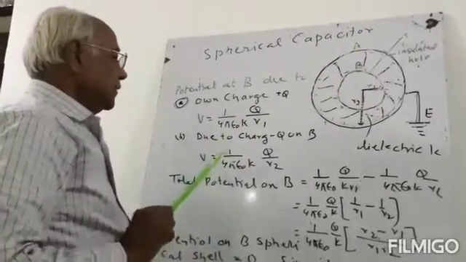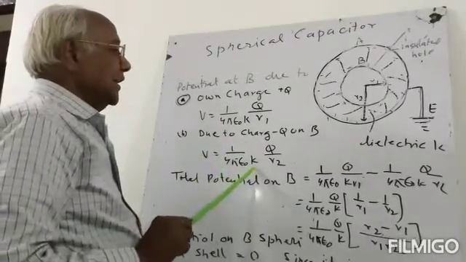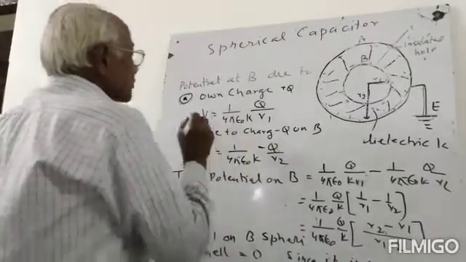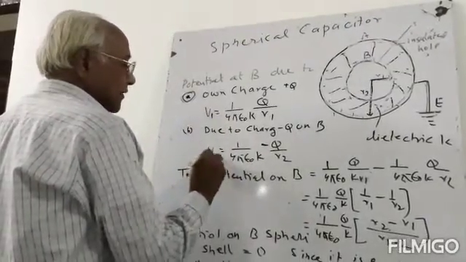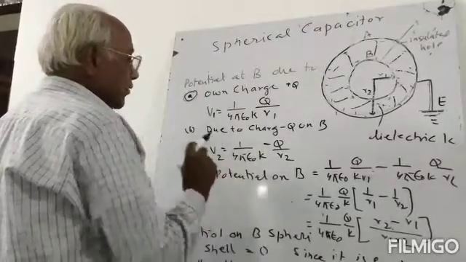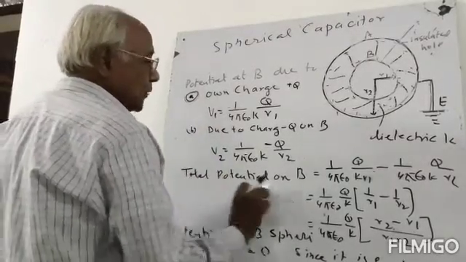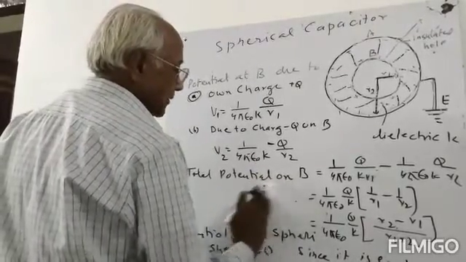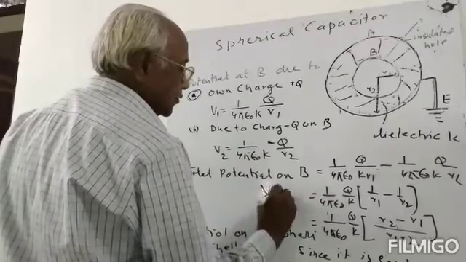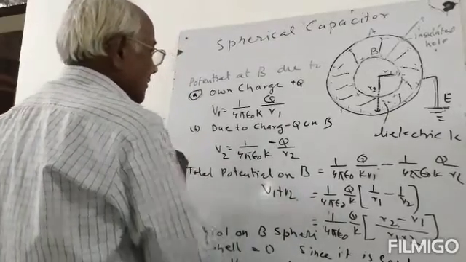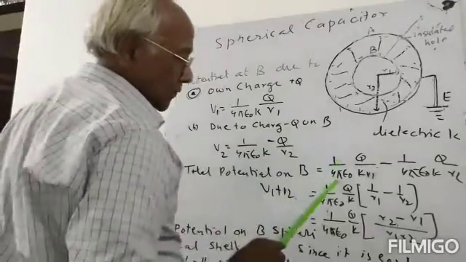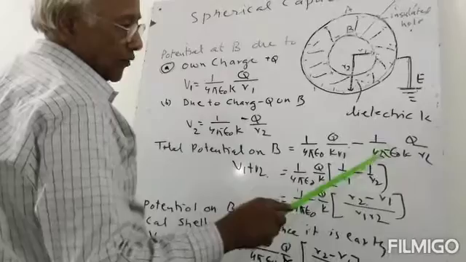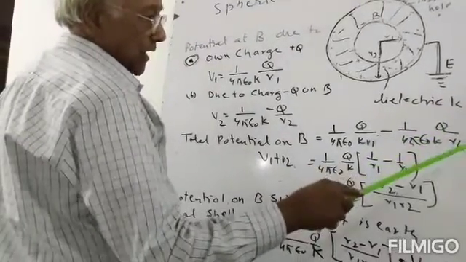equal to 1 by 4 pi epsilon 0 K into minus Q by R1. So suppose we take this V1 and V2. So the total potential will be equal to the sum of these two. The total potential V will be equal to V1 plus V2. We substitute the values. V1 is 1 by 4 pi epsilon 0 K into Q by R1 minus 1 by 4 pi epsilon 0 K into Q by R2.